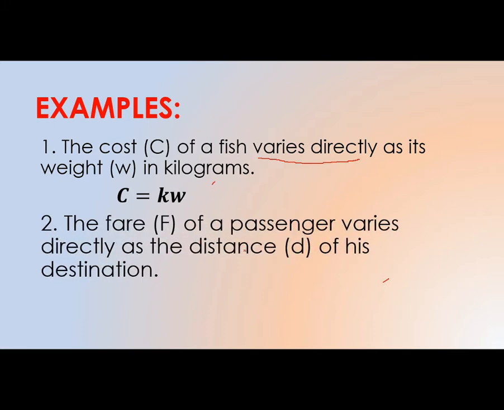The fare of a passenger varies directly as the distance of his destination. Okay. So the fare, which is F, varies directly. If we translate it into a variation statement, F varies directly as the distance, D. So the farther your destination, of course, the higher the fare.